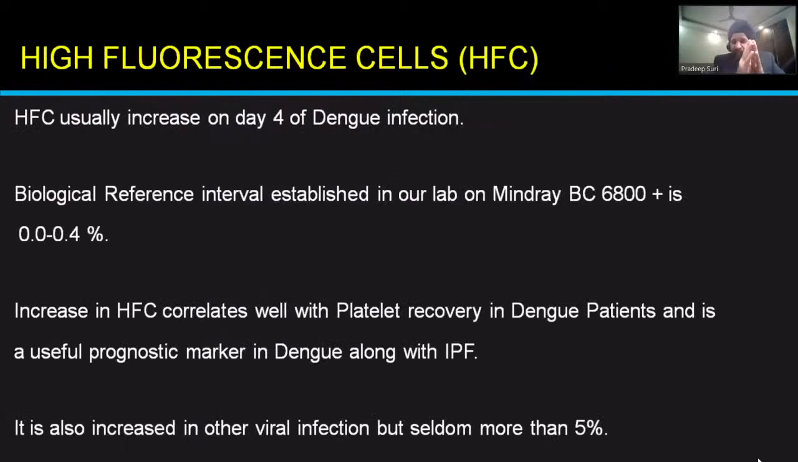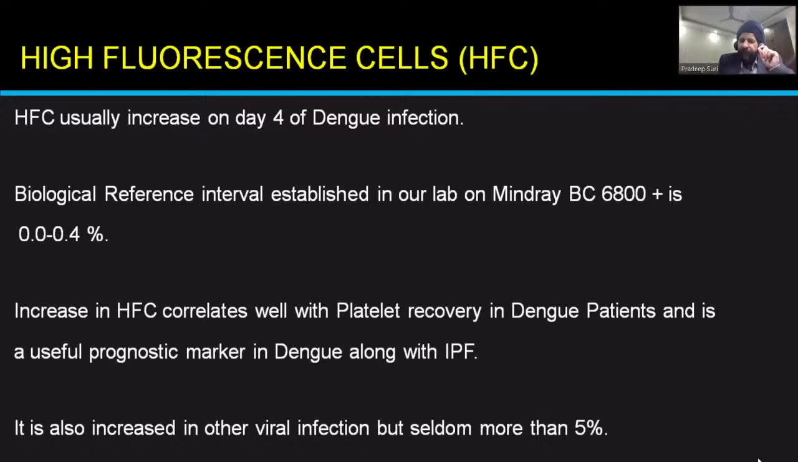This has got specific traction with dengue infection because it has been used as a prognostic marker in conjunction with the immature platelet fraction in predicting platelet recovery in dengue patients. Usually HFC increases on day 4 of dengue infection. The biological reference interval that we established in our lab for HFC was 0 to 0.4%. Increase in HFC correlates well with platelet recovery in dengue patients, and this can be used as a very useful prognostic marker in dengue along with IPF. It is also increased in other viral infections, but the value is seldom more than 5%.